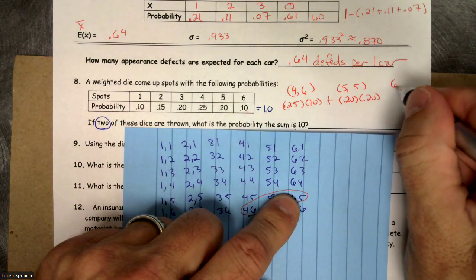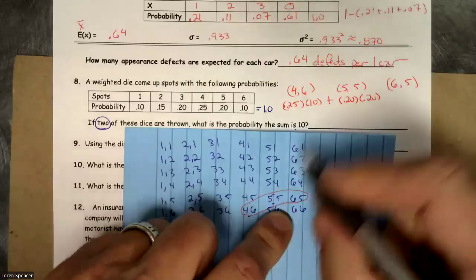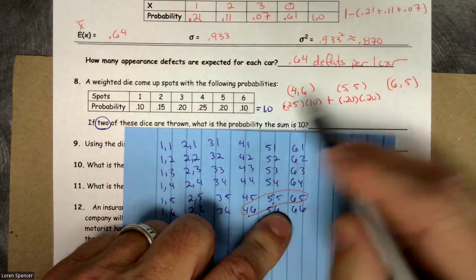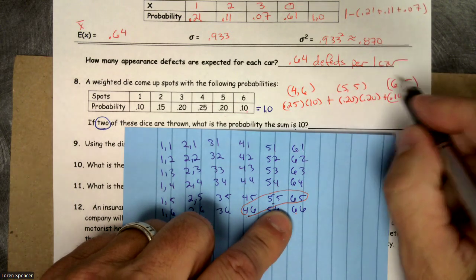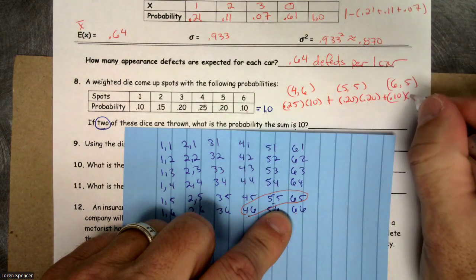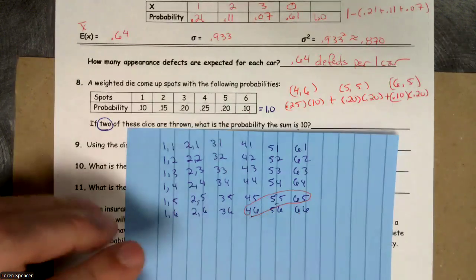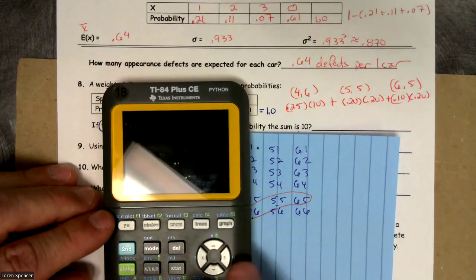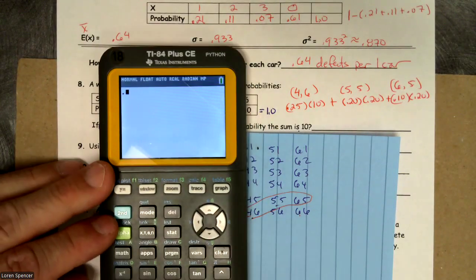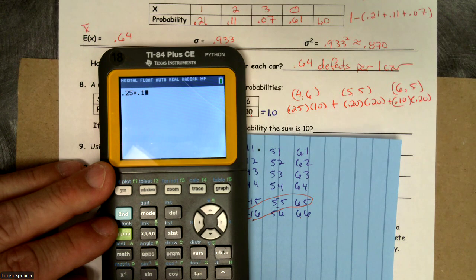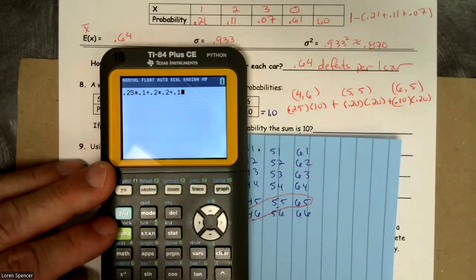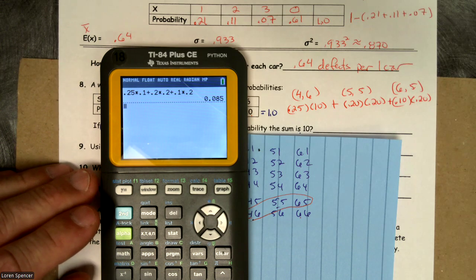Then what about the probability of getting a 6 and a 5? Well, the probability of a 6 is 10%. And we already know the probability of a 5 is 20%. So let's try that out. There's no fancy way on a calculator to approach it. 0.25 times 0.1 plus 0.2 times 0.2 plus 0.1 times 0.2 is 0.085.